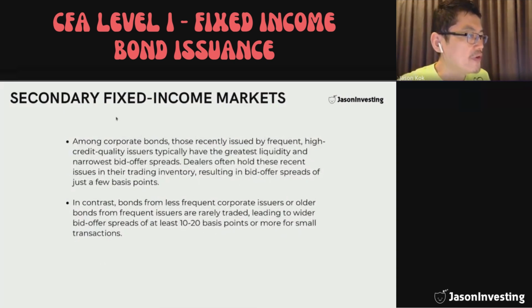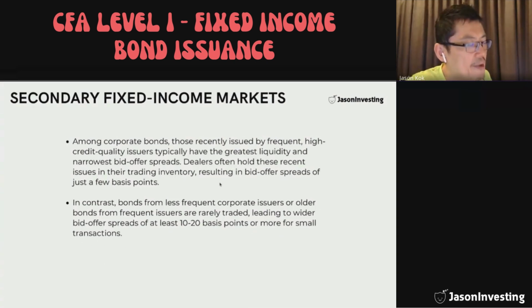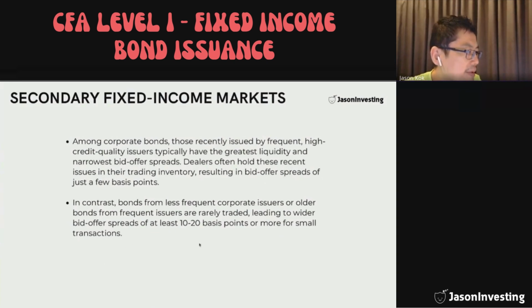Among corporate bonds, those recently issued by frequent, high credit quality issuers typically have the highest liquidity. This is like government bonds or corporations such as Apple and Alphabet. Dealers often hold these recent issues in their trading inventory. Dealers are like the middlemen. They hold this inventory and charge you a spread. But because they have so many of these issues in their inventory, they can offer very competitive pricing among the dealers, thereby resulting in tighter bid offer spreads.